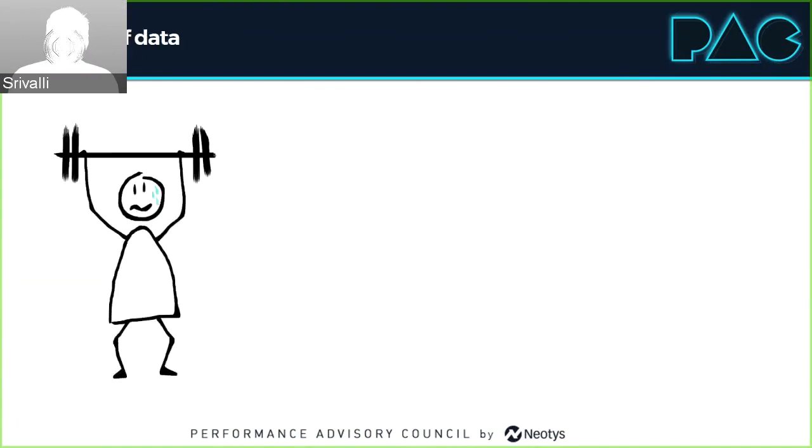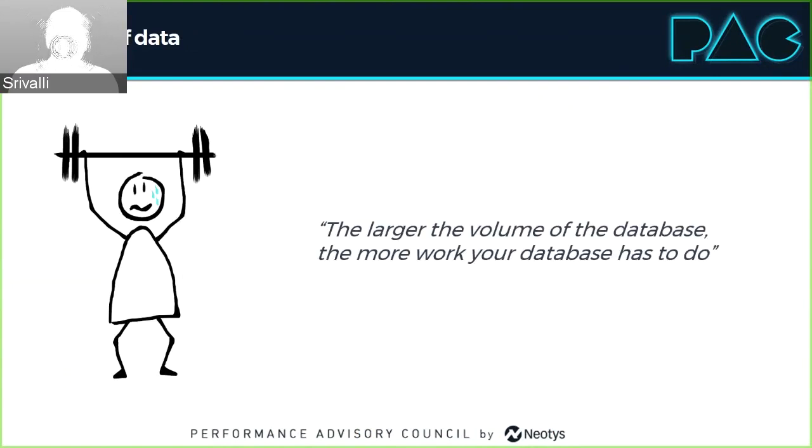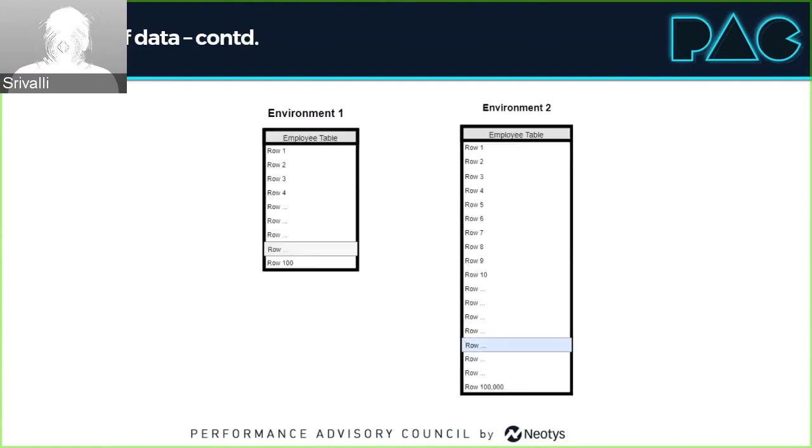The first factor I want to talk about today is the quantity of data. It's the data volume, the amount of data present in your database. This one probably doesn't need a lot of explanation because the more data present in your database, the more work your database has to do, so the slower the queries tend to be. Let's take a simple example to put things into perspective.